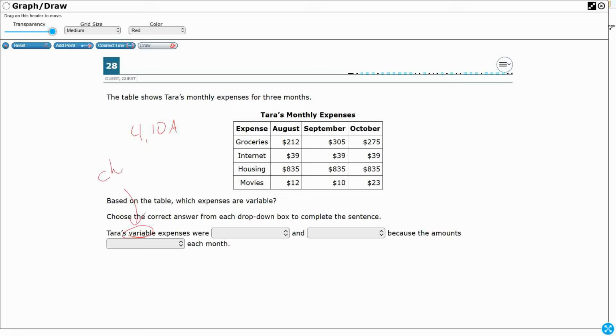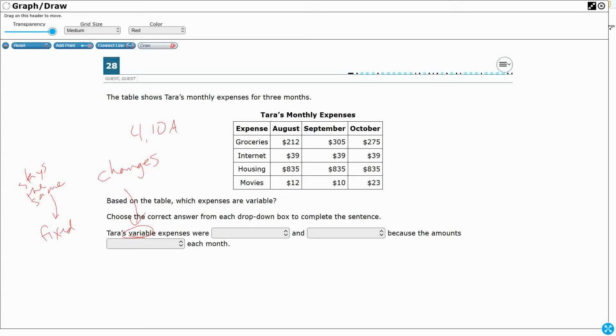Variable means it changes. And then what we do is we contrast that with fixed. So if it's fixed, it stays the same. And that's just that key word that we need to know. Variable means changes. Variable expenses are useful in personal financial literacy. We also use this word variable when we're talking about letters that stand for unknown quantities because they can change.